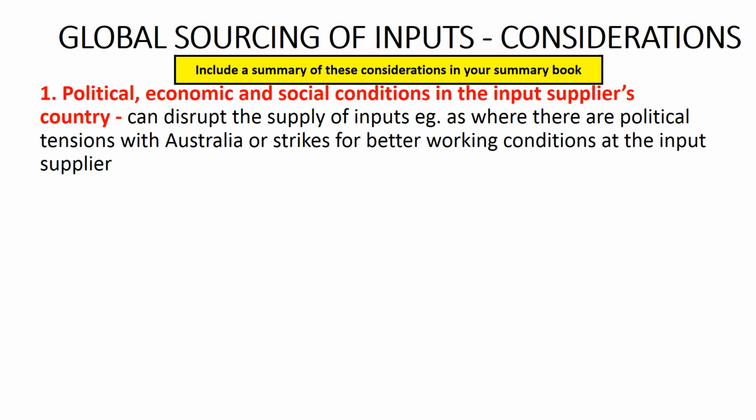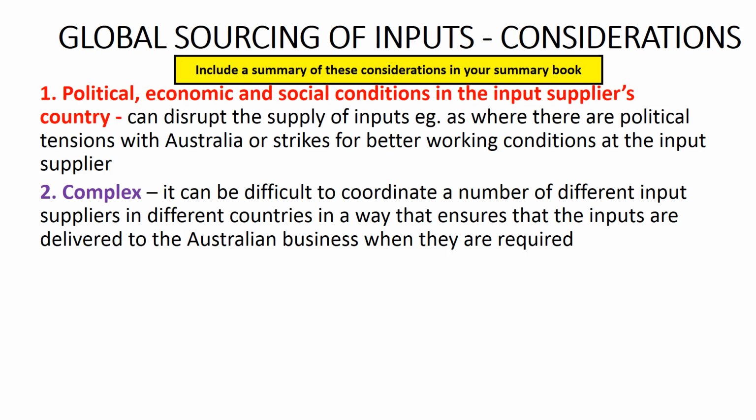For example, political tensions between Australia and China over issues such as Chinese military activity in the South China Sea and whether Chinese companies should be allowed to own critical infrastructure in Australia, like telecommunications networks, has periodically resulted in disruptions to trade between Australia and China. This in turn has affected the ability of Australian businesses to obtain the inputs they need from China. Similarly, strikes at the input supplier's facility, for example, for better pay or better working conditions, can affect the supply of inputs by the input supplier to an Australian business.